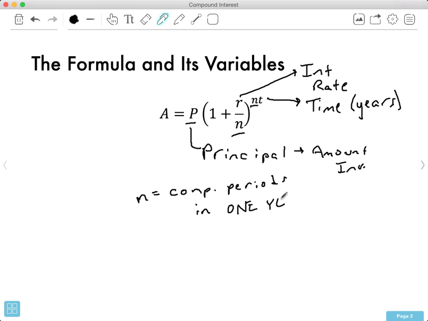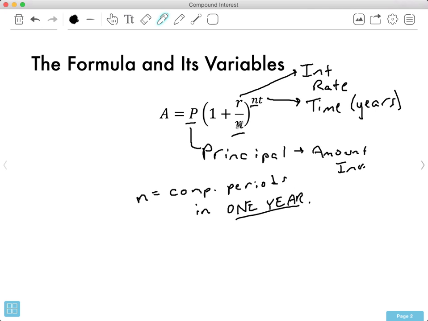Now, hopefully you've been through this with your teacher already. Compound interest means they're going to calculate interest several times a year and put it into the account so that the next time they calculate interest, you're going to get interest on your interest. So this is how many times in a single year they're going to do that.